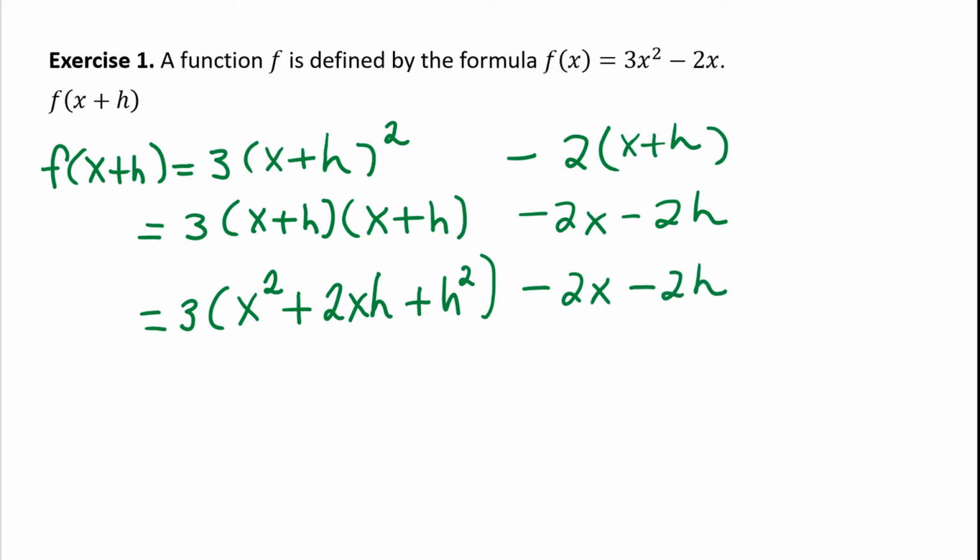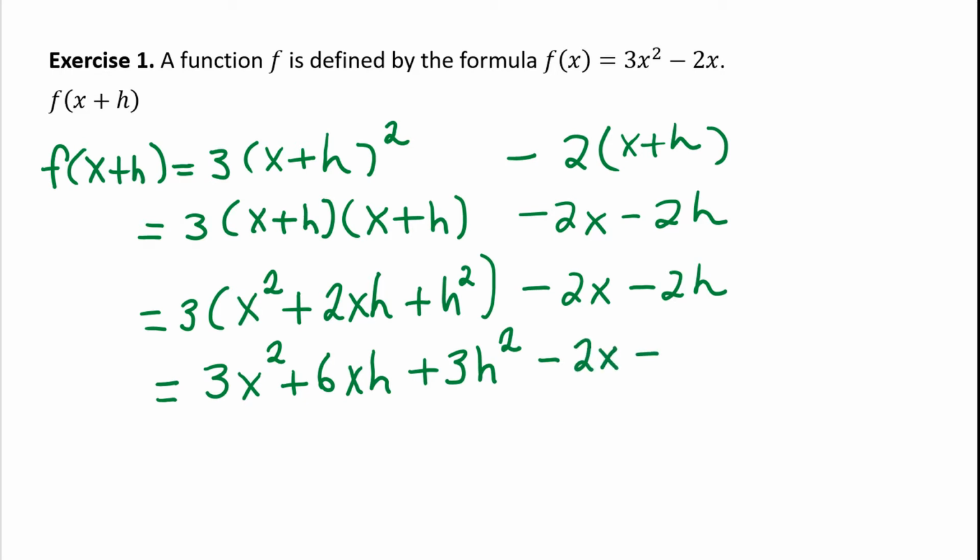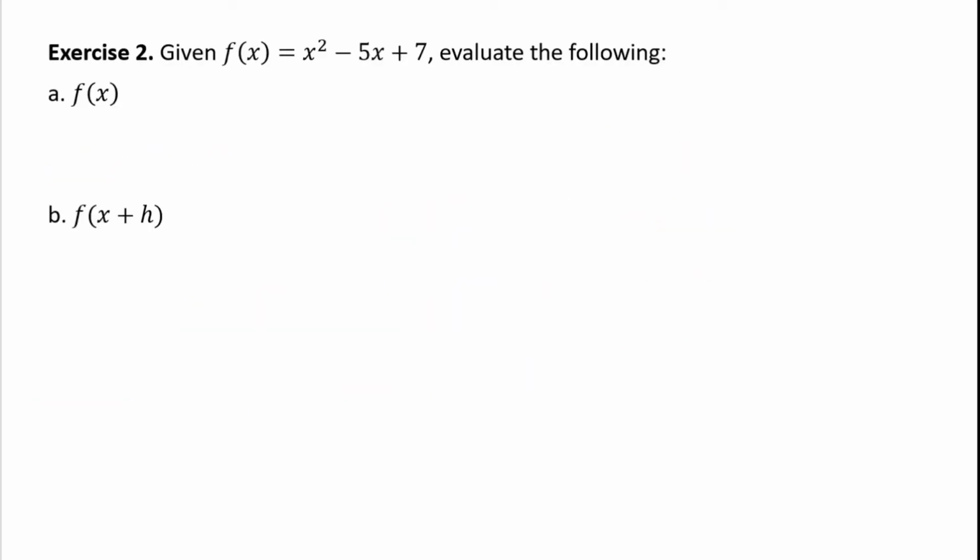Now we are ready to distribute the 3, which would give us 3 times x squared plus 3 times 2 is 6 times xh plus 3 distributed to the h squared is 3h squared minus 2x minus 2h. So f of x plus h is equal to 3x squared plus 6xh plus 3h squared minus 2x minus 2h.